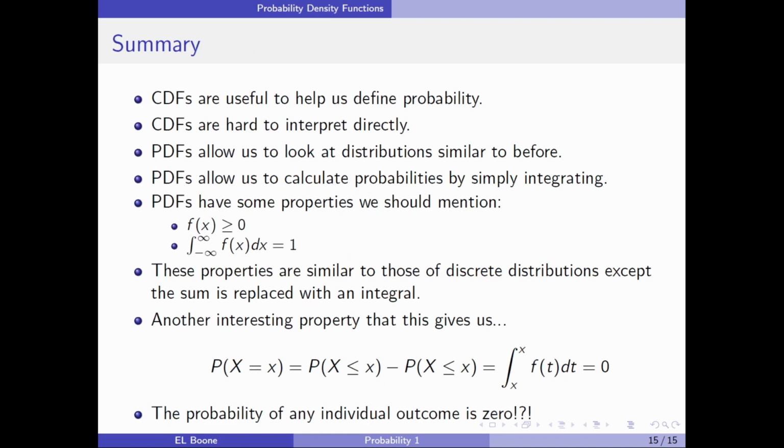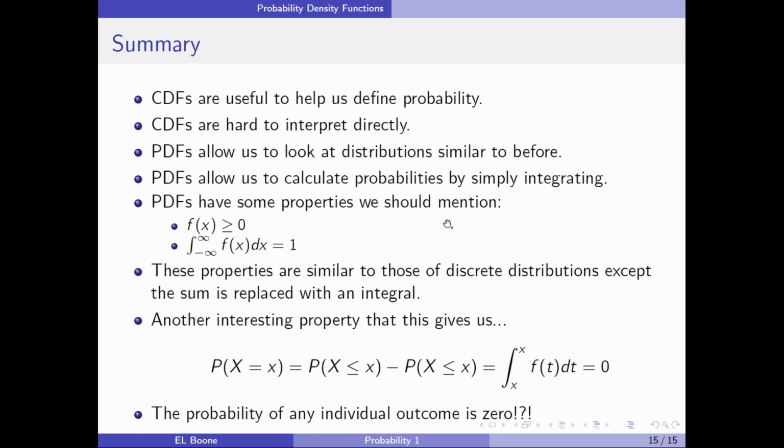All right, so quick summary of what we've been talking about here. CDFs are useful to help us define probability, but they're really hard to interpret directly. PDFs allow us to look at the distribution similar to what we did before, and that's what makes them so useful. We can find the probabilities by simply integrating, and if you think about it, what did we do to find the probabilities of intervals when we were doing things in the discrete space? We were summing, okay?